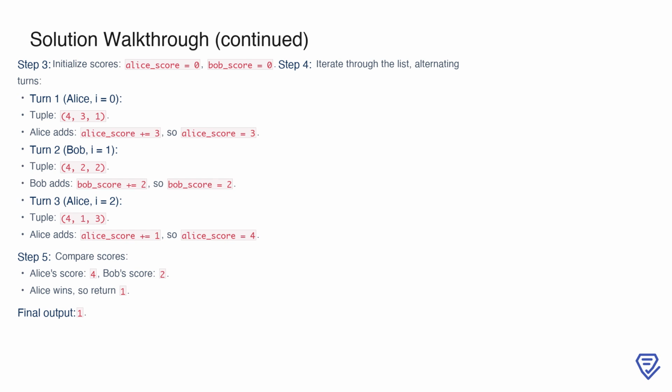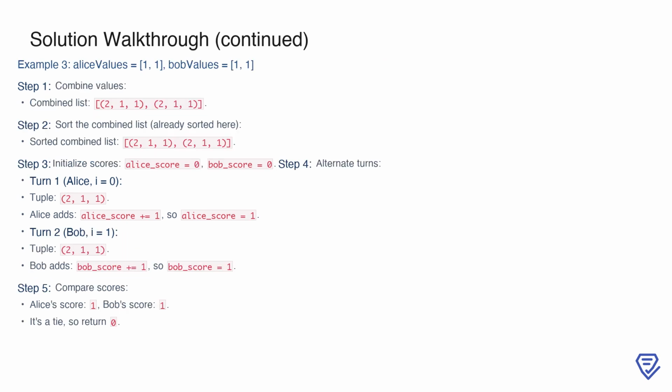Next, it's Bob's turn, and he picks the stone (4, 2, 2), adding his value, 2, to his score, so Bob_score equals 2. Finally, Alice takes the last stone (4, 1, 3), adding her value, 1, to her score, resulting in Alice_score equals 4. Comparing the scores, we see that Alice has 4 while Bob has 2. Since Alice has the higher score, she wins again, and the function returns 1.